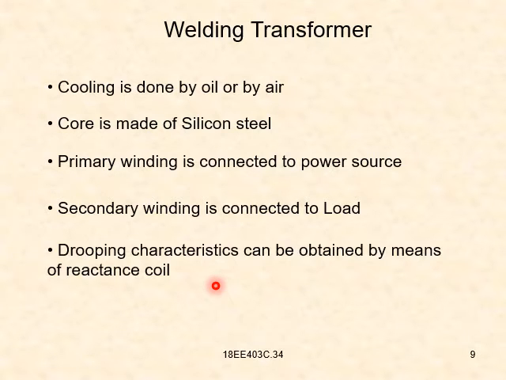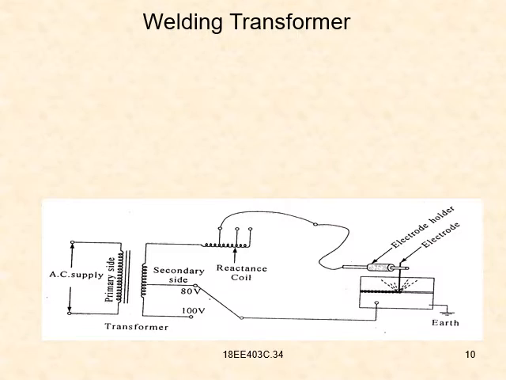Okay, moving on to the next slide. Here there is a picture of the welding transformer. You can see here, this is the primary side with more number of turns, and this is the secondary side with less number of turns.